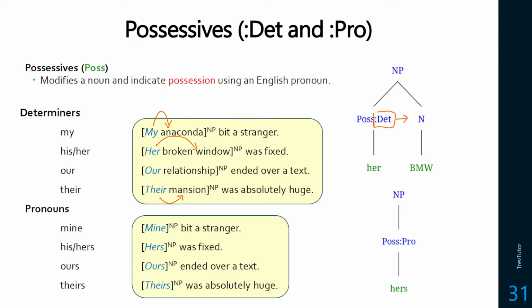But we have the pronoun version too. So instead of my anaconda bit a stranger, mine bit a stranger. Her broken window was fixed, hers was fixed. This possessive is now acting as a pronoun because it's taking up the entire noun phrase.